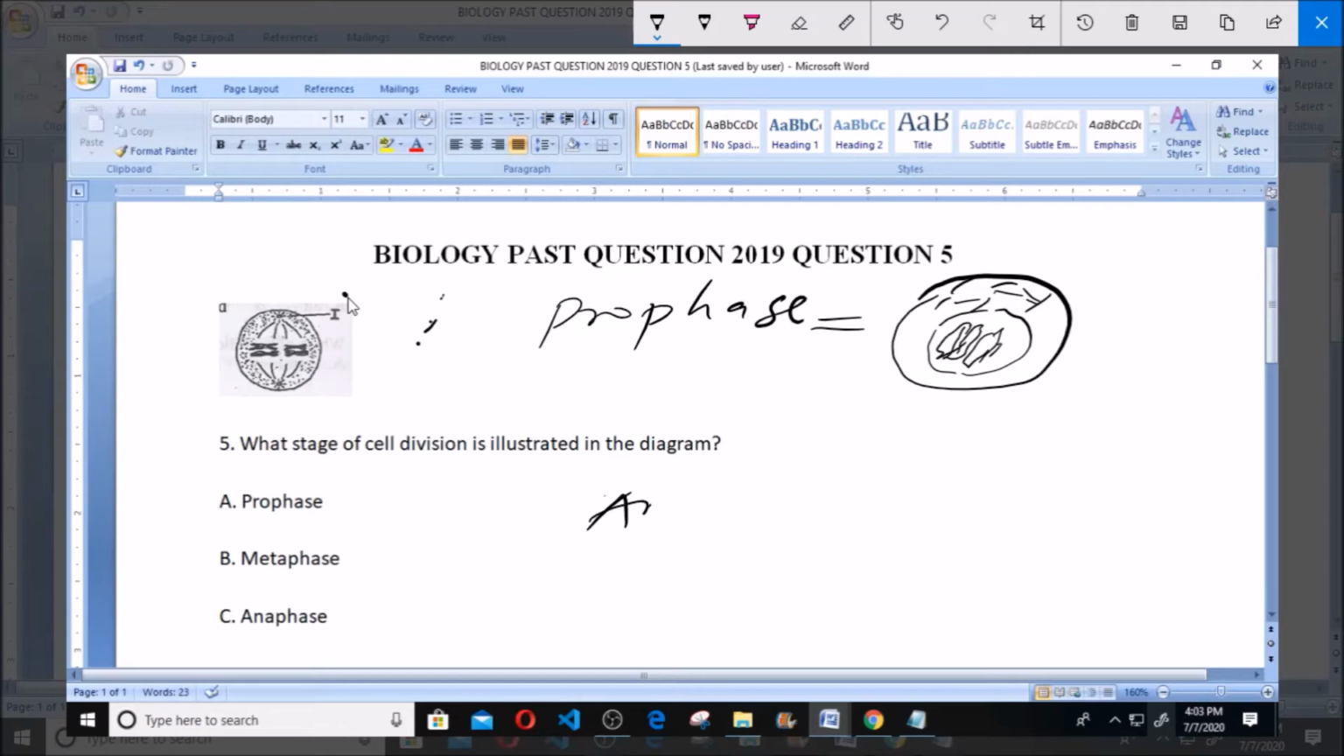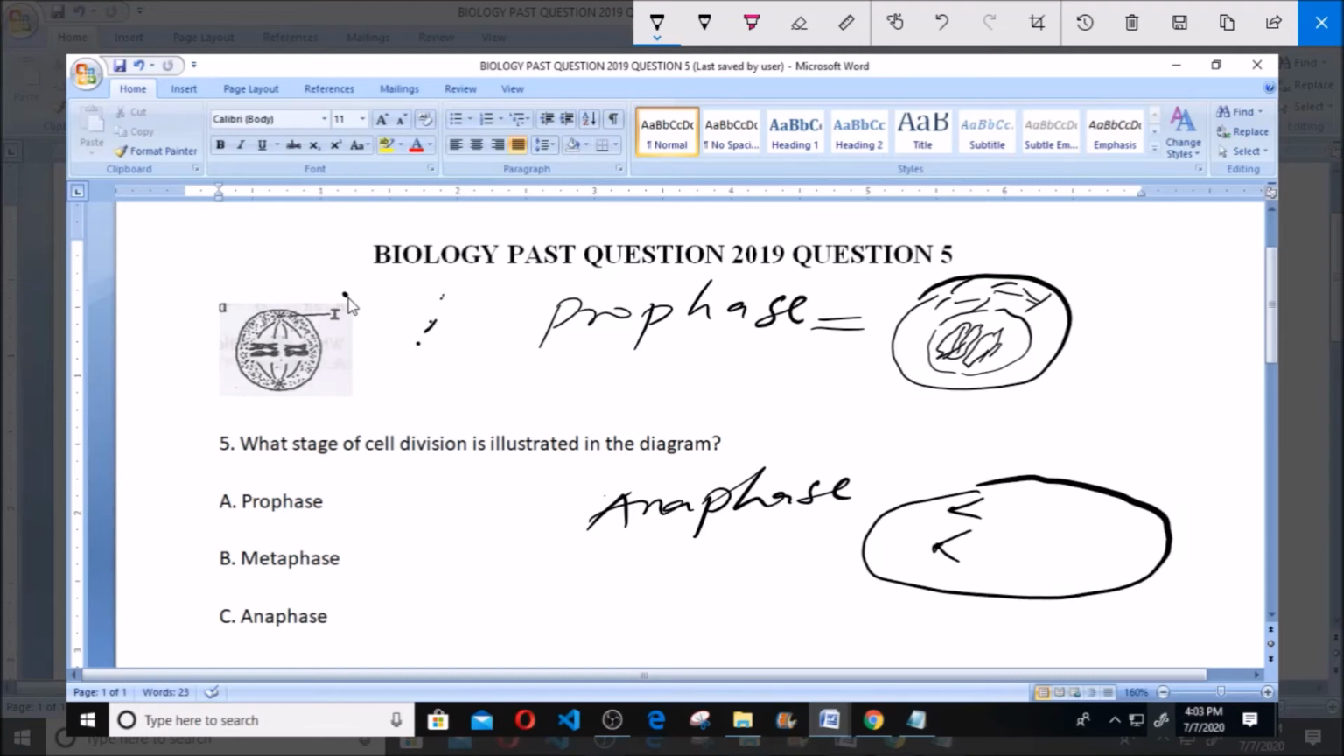In anaphase, the replicated chromosomes are split. Now, when I mean the replicated chromosomes are split, the chromosomes move in opposite direction as they are being split, and then you have a diagram like this. Now, you see the chromosomes moving in opposite direction like this. Whenever you see a diagram like this, you should know it is an anaphase diagram. And this is an anaphase.